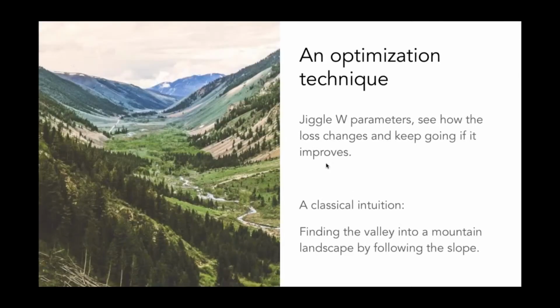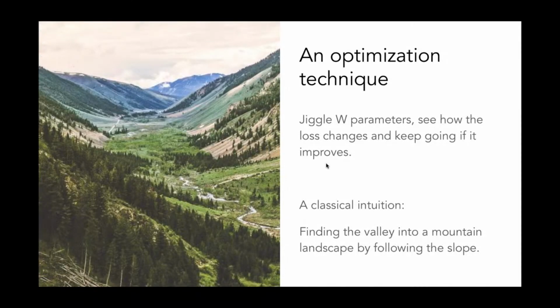And optimization in this case revolves around changing the parameters, jiggling the parameters just a little, seeing how the loss changes, and if it improves, keep going in a loop until the improvements start to fade out, and we cannot go any better than this. In that case, the training is over. So it reaches a convergence point.